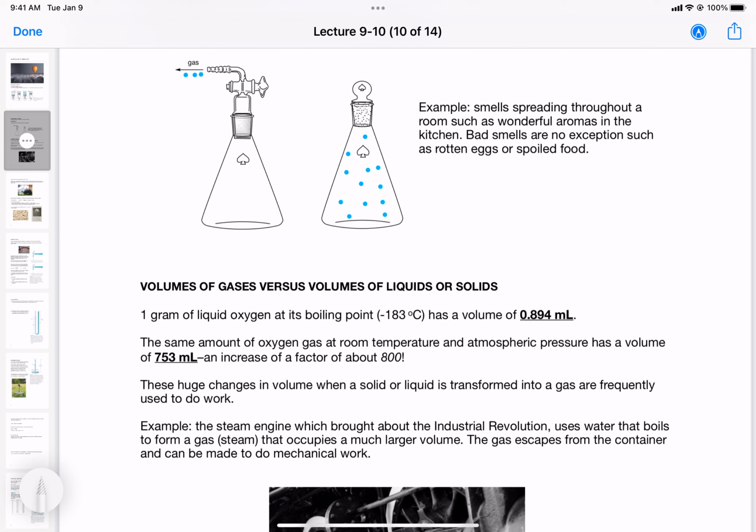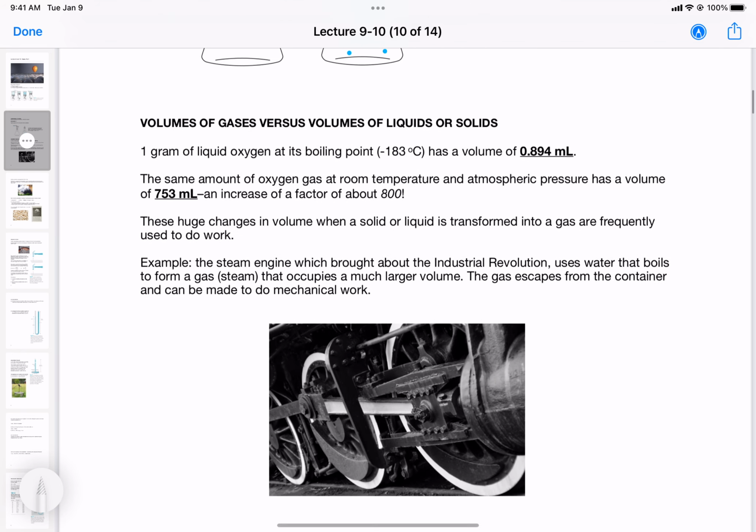Okay. All right. Another example is the steam engine, which brought about the industrial revolution. It uses water that boils to form a gas, steam, and steam occupies a much higher volume. If you ever thought about steam forming in a shower, it doesn't tend to stick around in the bottom of a bath or shower box. It tends to go upwards and escape. So it likes to occupy a larger volume.